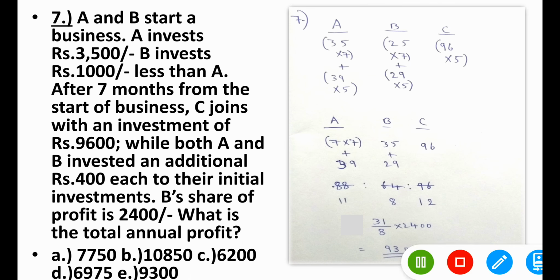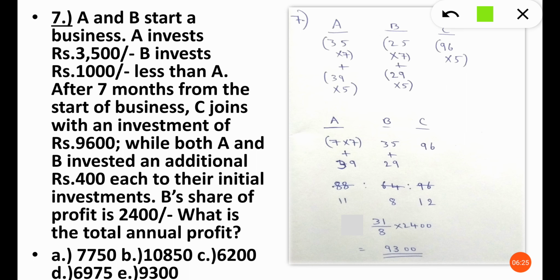Seventh problem. A and B start a business. A invests 3,500 rupees, B invests 1,000 rupees less than A, that means 2,500. After 7 months from the start of business, C joins with an investment of 9,600 rupees, while both A and B invest an additional 400 each to their initial investments. B's share of profit is 2,400. What is the total annual profit? They have given B's annual profit and they asked to identify the total annual profit of A, B and C. Let's see how to solve this.